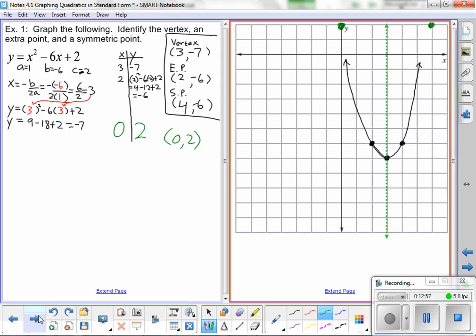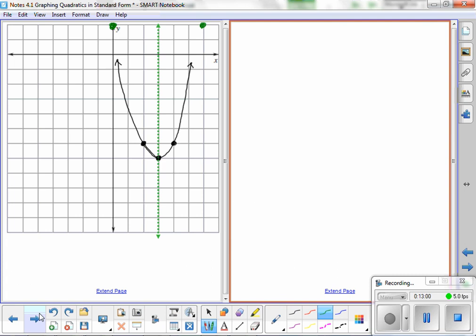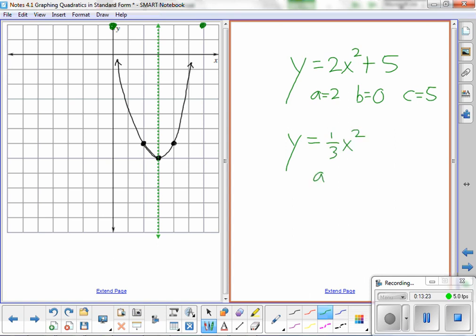On your homework, you do have some problems that look like this. It says something like y equals 2x squared plus 5. If there's a missing part, a is in front of your x squared, b is in front of your x. You don't have an x, so b is a 0, and then c is a 5. So if there are missing parts like that, you would just fill those in and then figure it out from there. It's like 1/3 x squared: a is 1/3, b is 0, c is 0. Just do the exact same steps, but you're just using zeros, which is pretty easy to calculate actually.